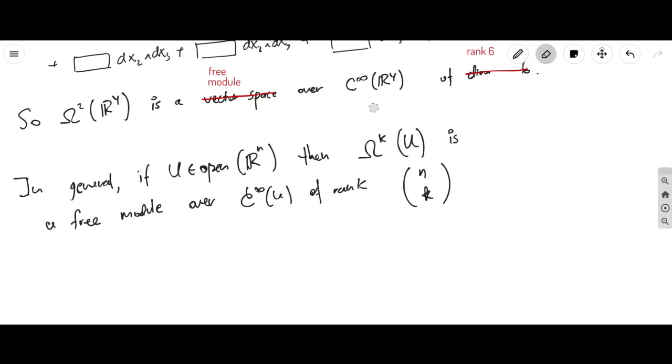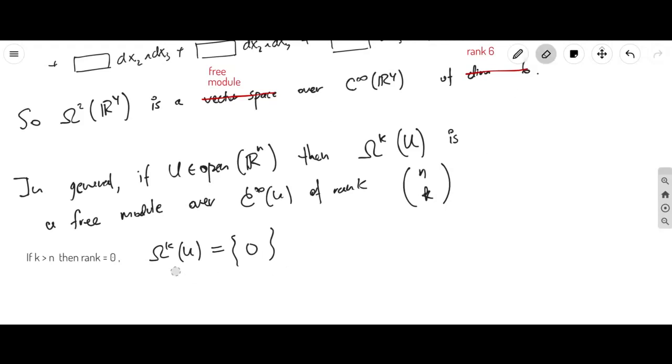By the way, if the k number exceeds n, then it would be of rank 0, right? Let me write it over here. So if k is greater than n, then the rank would be 0. And that should make sense, because k forms on U would only consist of the 0 form and nothing else.